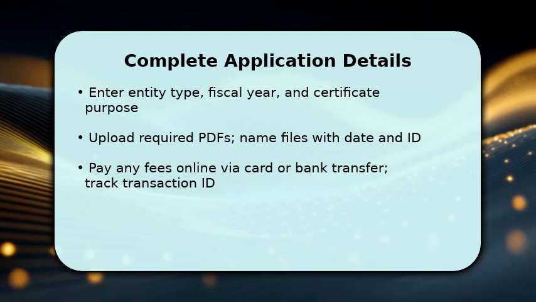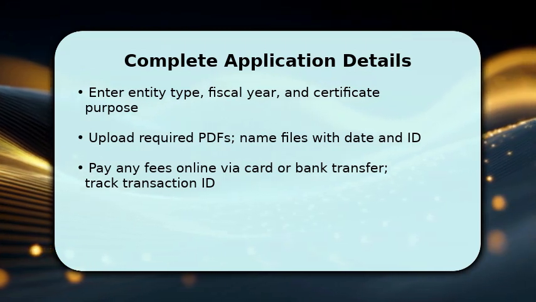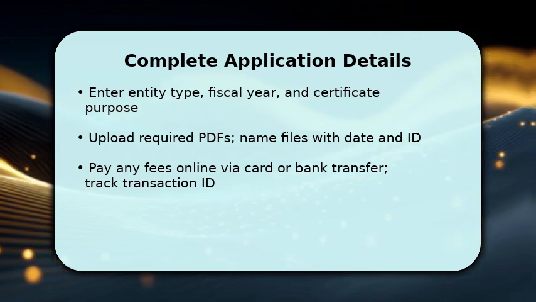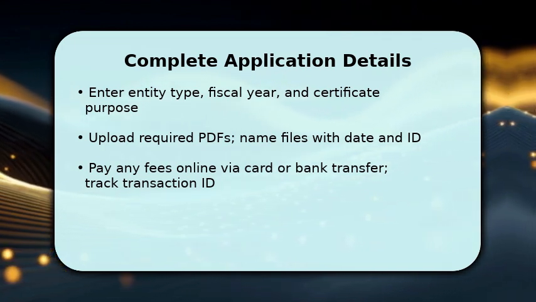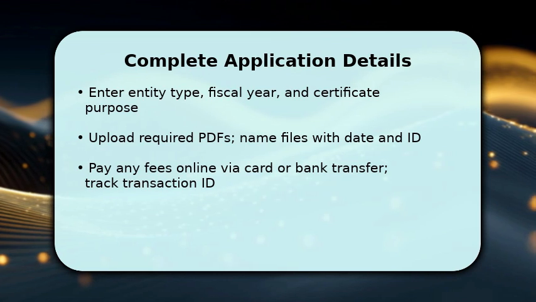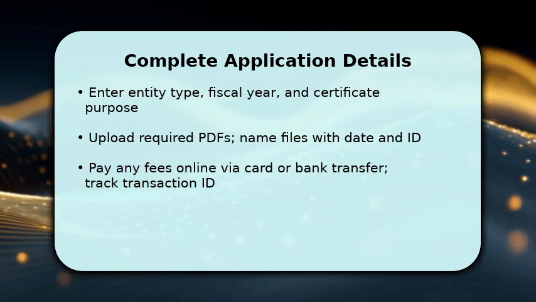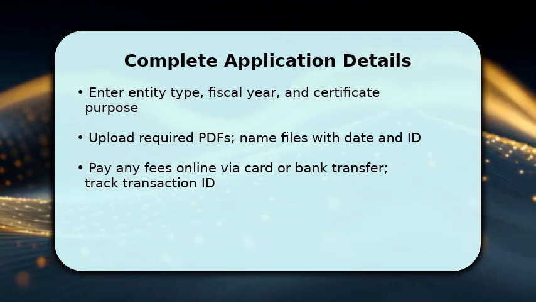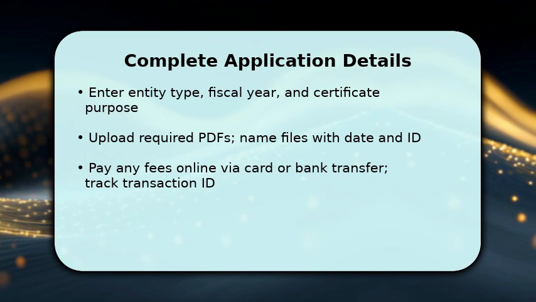Now complete the application fields carefully. Select entity type, fiscal year, and the exact reason for the certificate because mismatches delay approval. Upload your PDFs. Use clear file names with date and ID so reviewers find documents quickly. Once uploaded, review all entries and submit payment if required. Use card or bank transfer and save the transaction ID.